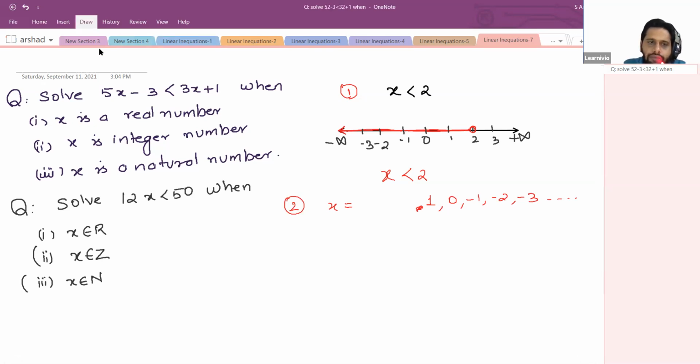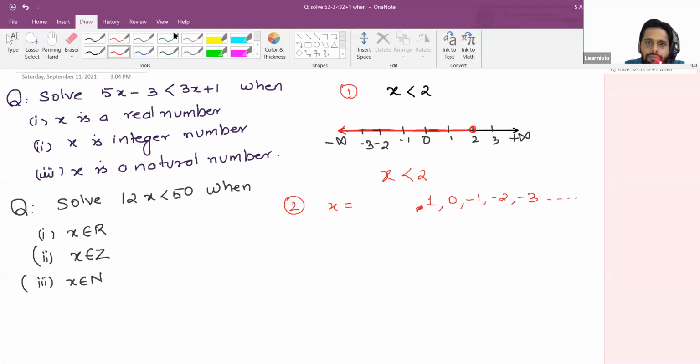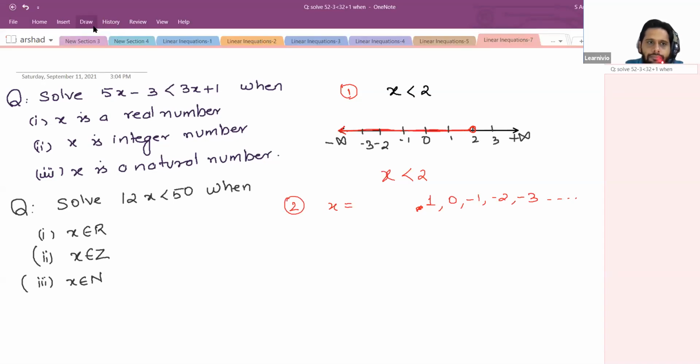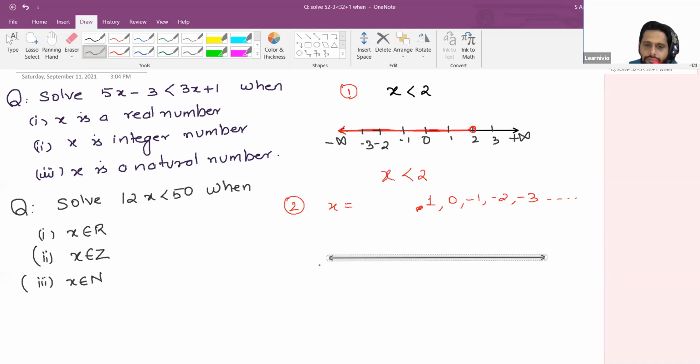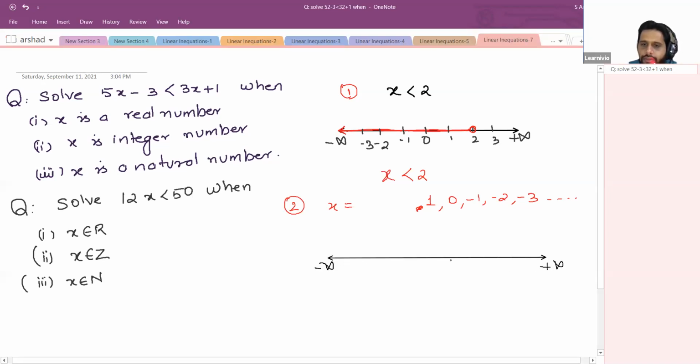Okay, now how can we represent this on the number line? We will draw a line like this. Here we will write minus infinite. Here we will write infinite. This is 0. This is 1. This is 2. This is minus 1, minus 2, minus 3, minus 4, and so on.